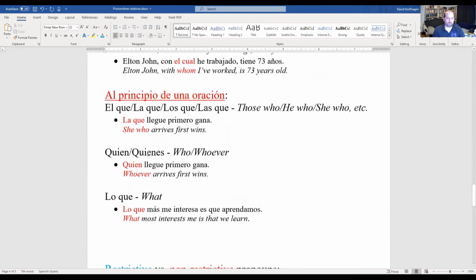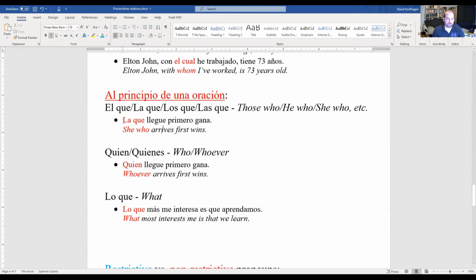Okay. Now going back to the case of at the beginning of a sentence. So we can say el que, la que, los que, las que, meaning those who, he who, she who, etc. Right? So just to give one example, la que llegue primero gana. She who arrives first wins. Right? Little side note, there's a subjunctive there, right? Because we don't know who actually is going to win, who's going to arrive first. But we do know for sure that that person is going to win, so that's indicative.